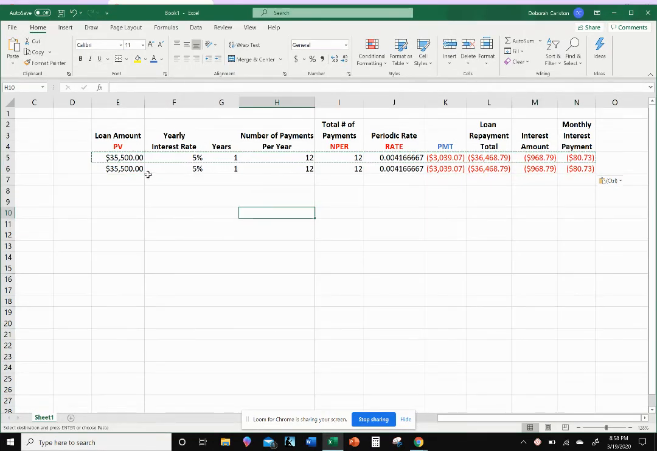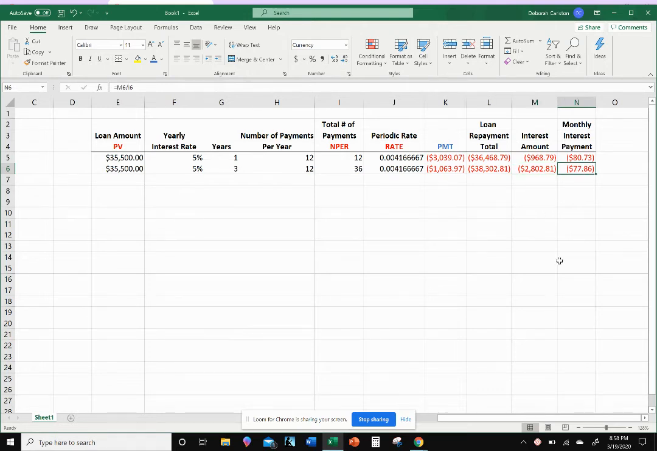So let's say my amount's still $35,500, my yearly interest rate is 5, but I want to try to do a 3-year loan. I push in 3 and enter, and Excel changes everything for me. It's so great because I put in cells and not numbers. And so here the rate is still the same, but now my payment is only $1,063 a month, $1,064 rounded, and my total loan repayment is $38,300. So I am paying quite a bit more interest.